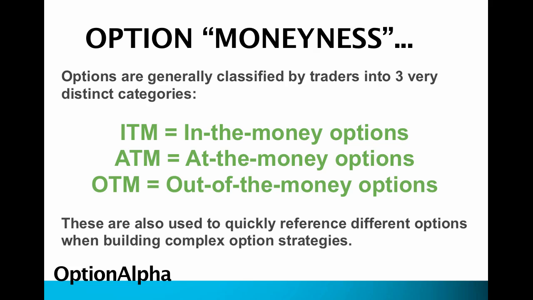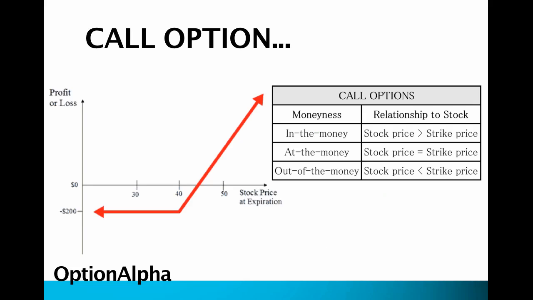For example, if I was to email one of my members trying to help him out with a trade, I could say, John Smith, buy one at the money call and sell one in the money put. Whatever the case is, it just helps us quickly reference where options are located on a pricing table. So let's look at a call option as our base example here, and then we're going to look at a put option right after this.